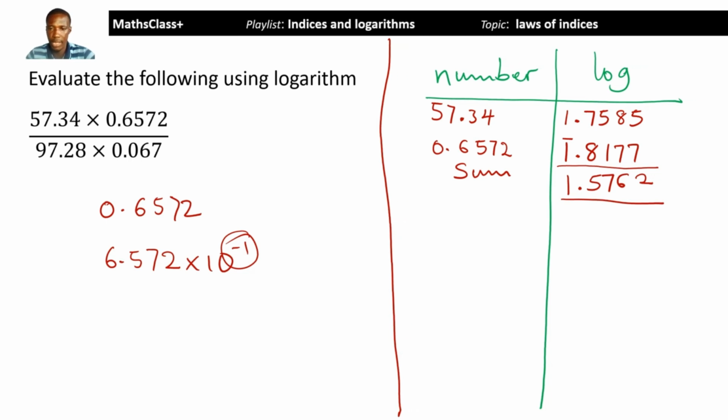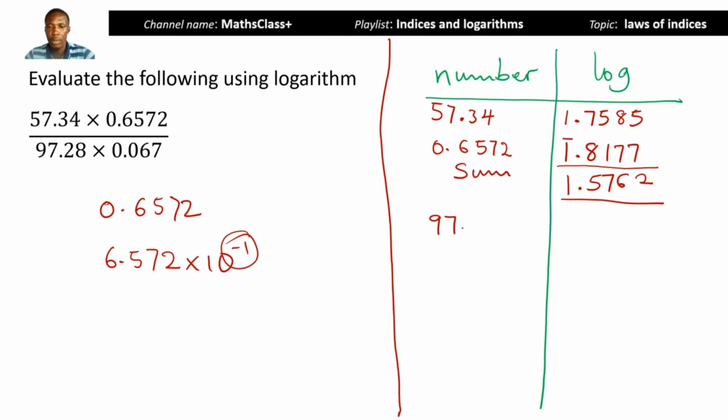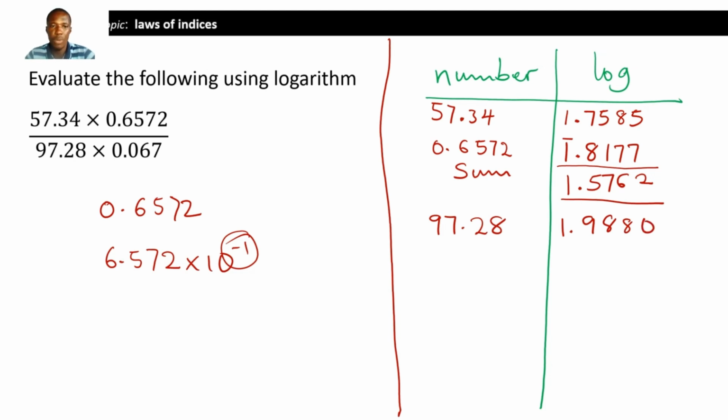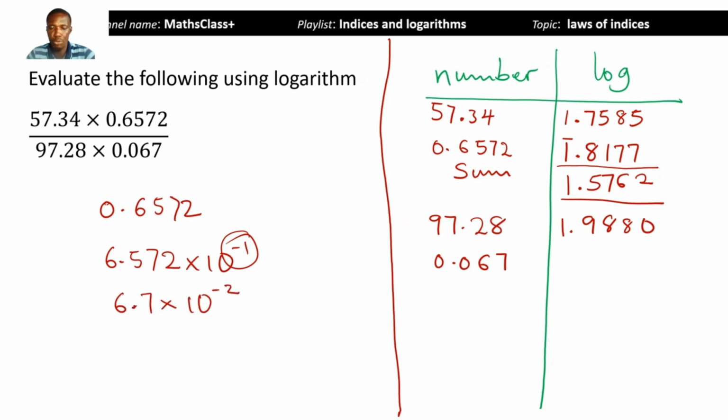Then we come to the next set, which will be the denominator. So we have 97.28. So this one will give us 1.9880. And then the next one is 0.067. So this one too, as I illustrated here, I will get 6.7 times 10 to the power negative 2. So it means that my characteristic is negative 2 point. Then I find the mantissa.